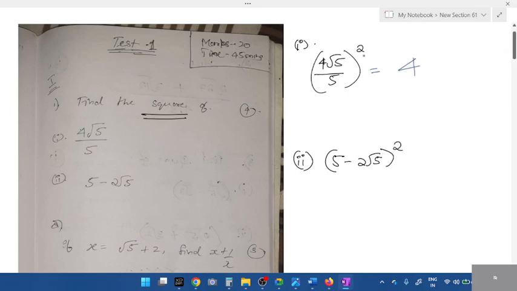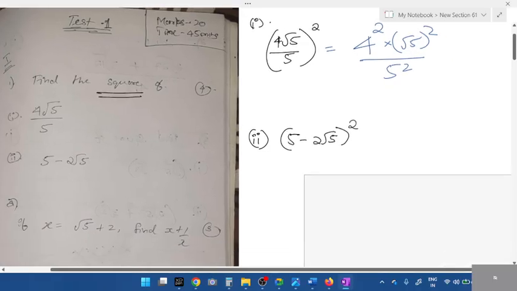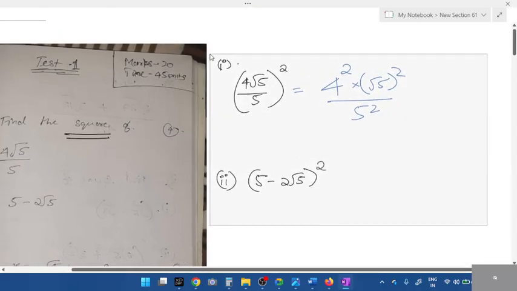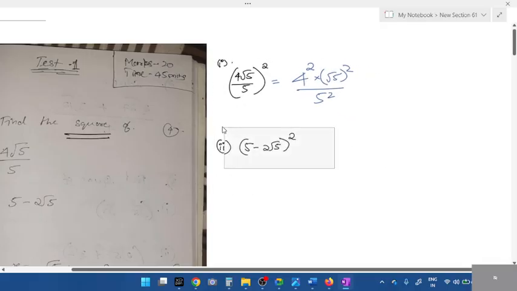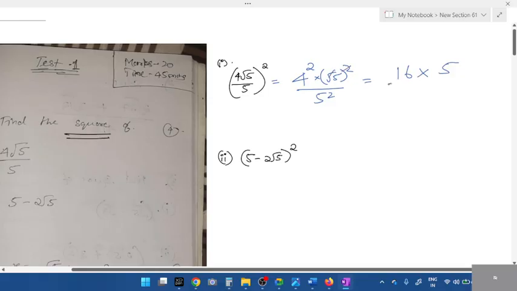Okay, first question. They have asked us to find the square, students. You'll get such questions: find the square of a certain value. When you open the bracket, this square should get multiplied with 4 square, root 5 the whole square, divided by 5 square. Next, 4 square is 16 into 5, the root gets cancelled, only 5. 5 square is 25. You can write it as 5 into 5. Keep it like this so that you can reduce one 5 and one 5. You get 16 by 5. Convert into a mixed fraction. 3 1 by 5 is the answer.